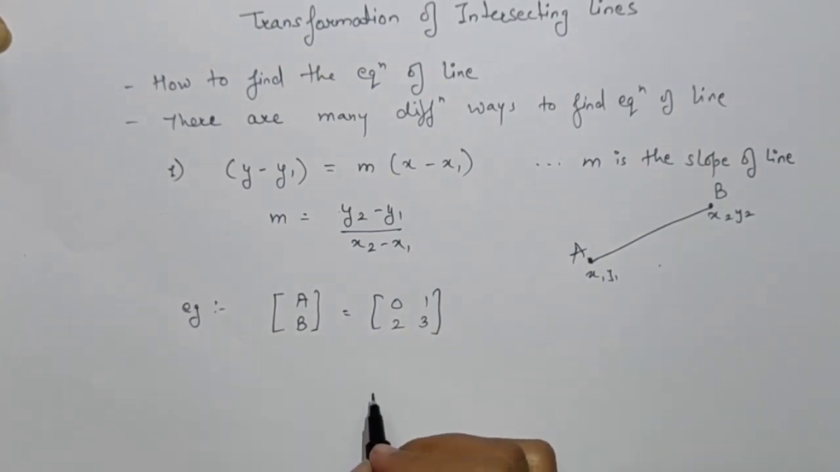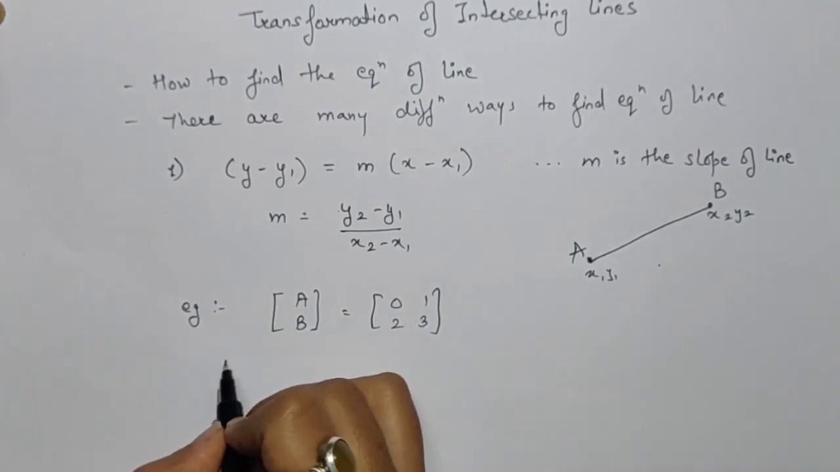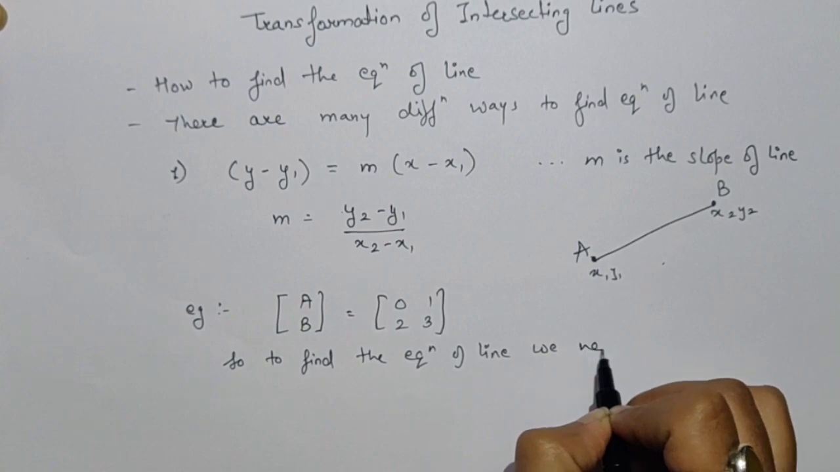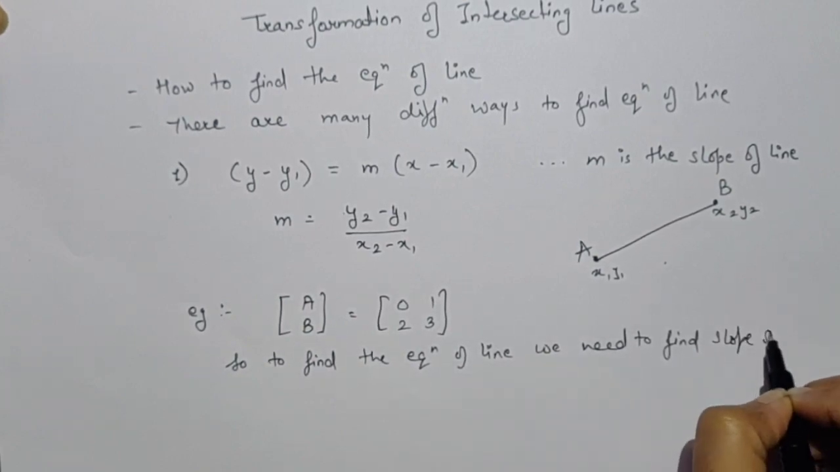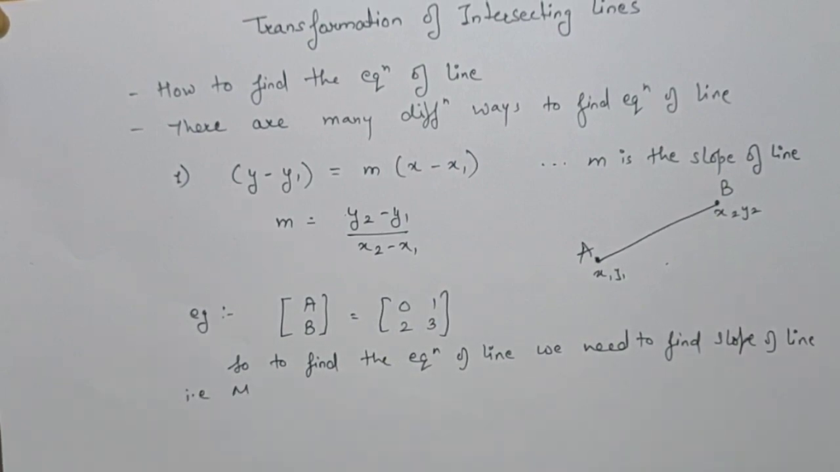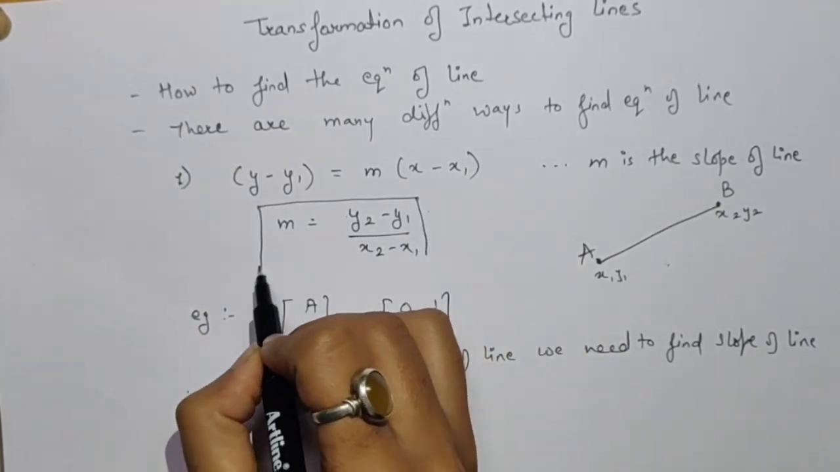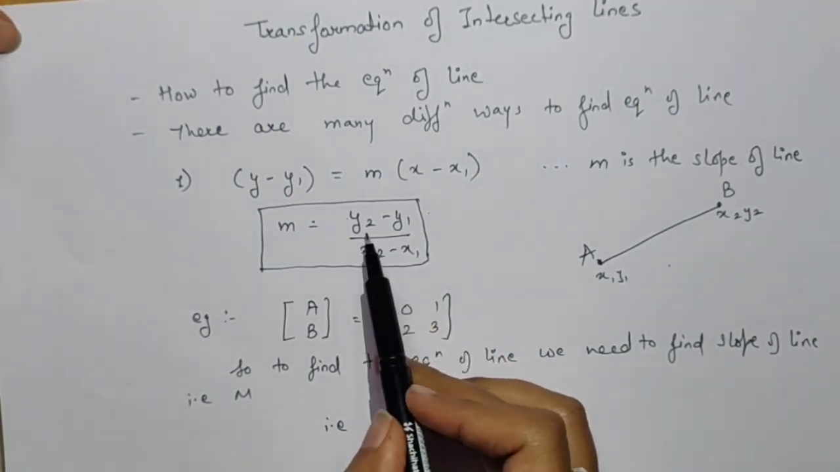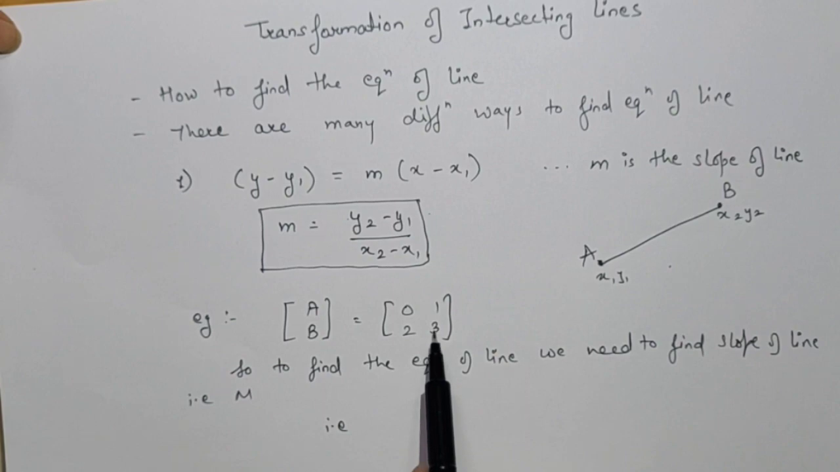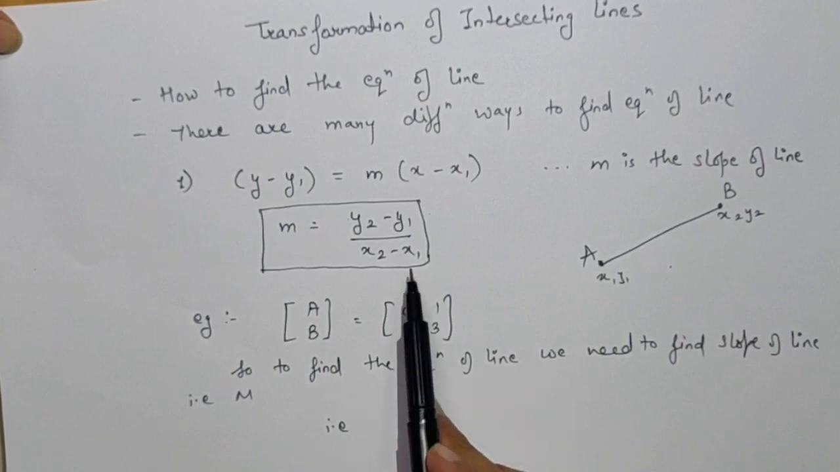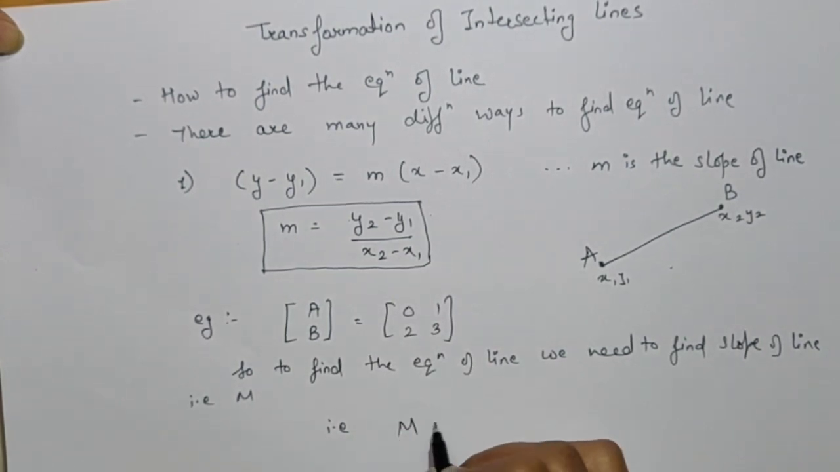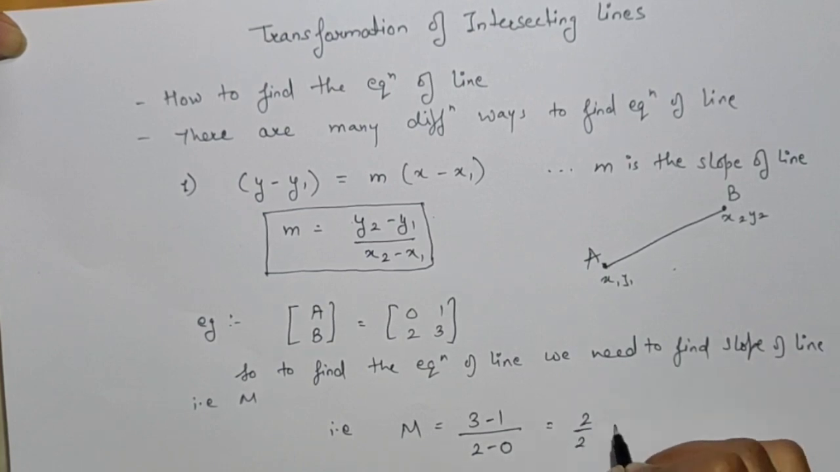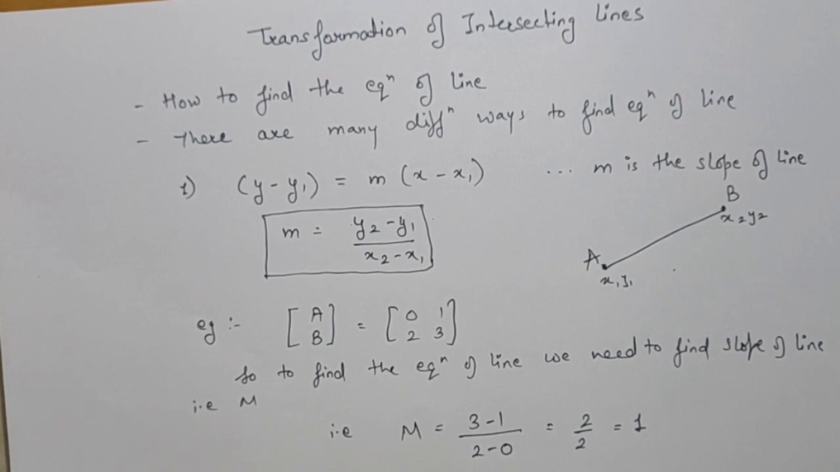To find the equation of line, first we need to find the slope of line. As we all know, m is y2 minus y1 divided by x2 minus x1. Here y2 is 3, y1 is 1, whereas x2 is 2 and x1 is 0. So m will be 3 minus 1 divided by 2 minus 0, that is 2 divided by 2, which is equal to 1. So 1 is the slope of line.